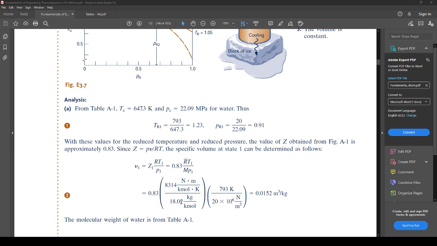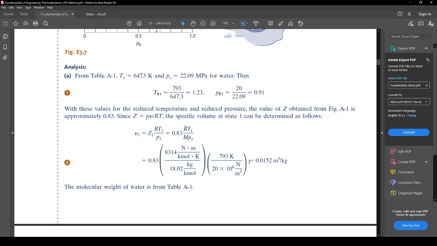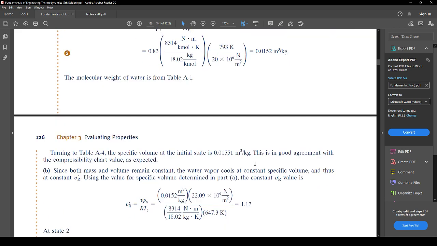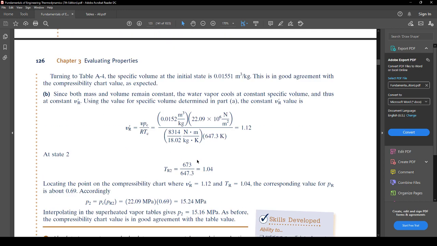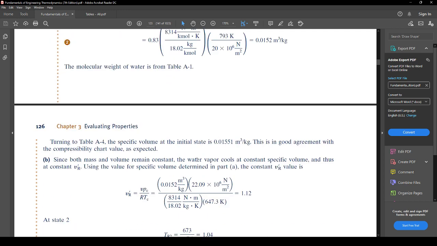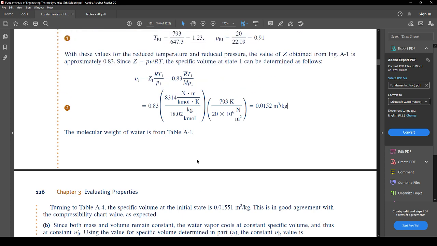And then if you mess with all these units and multiply in by the right things, you end up with this as an answer, which is 0.0152 meters cubed per kilogram. So that is the specific volume at state 1, right? And so since we know that that's the specific volume at state 1, I'm pretty sure it's the same thing. So we know that specific volume of state 1 is the same at state 2.